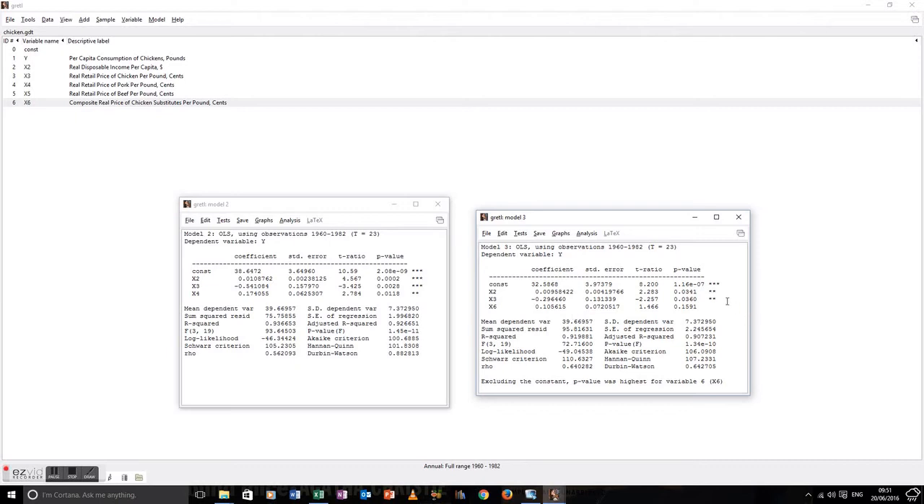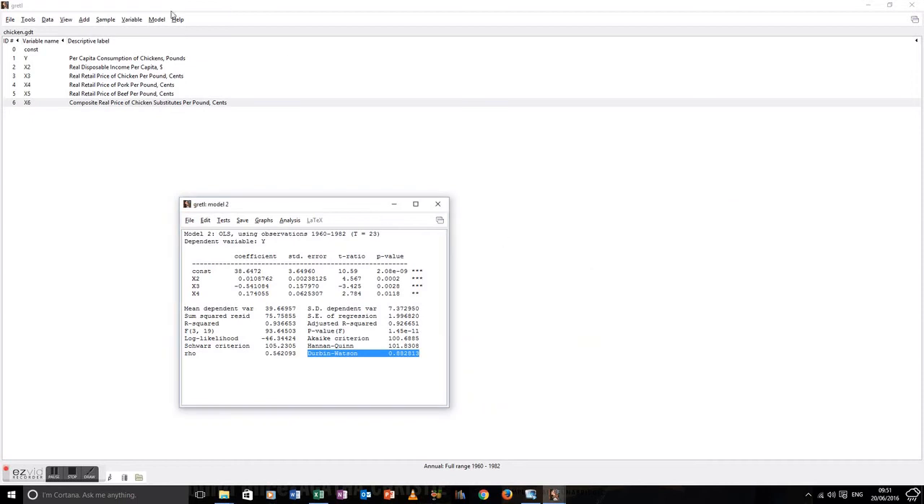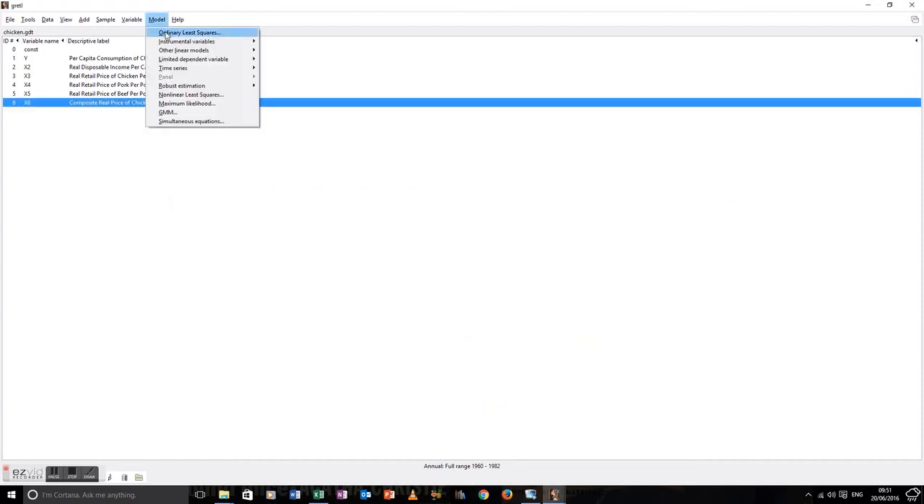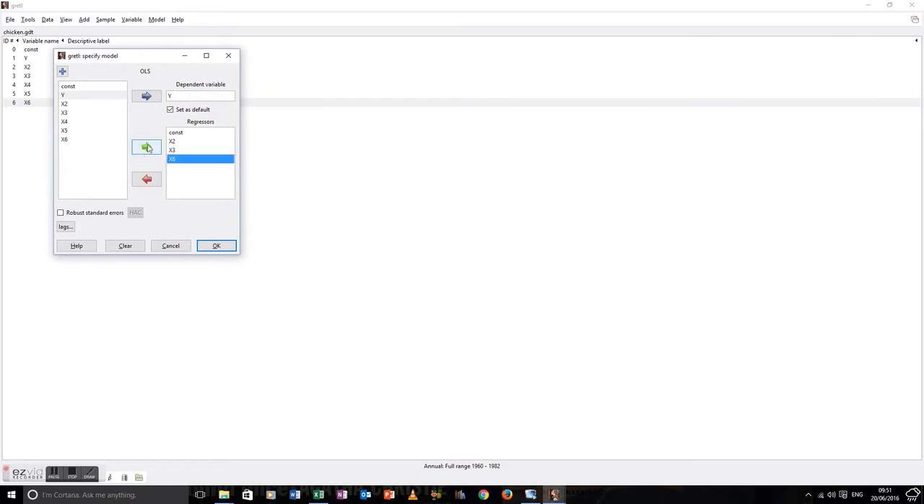And notice the big change in the coefficient of the price of chicken. That's a really big change. It's dropped down from minus 0.54 to minus 0.29. Okay, we can see there's a Durbin-Watson problem there. And there was a Durbin-Watson problem there. Maybe if we fix that, things will improve. We looked at Durbin-Watson in the last tutorial. So, go back.